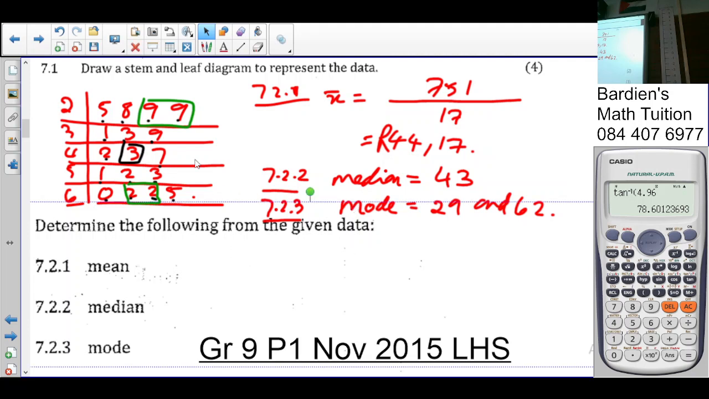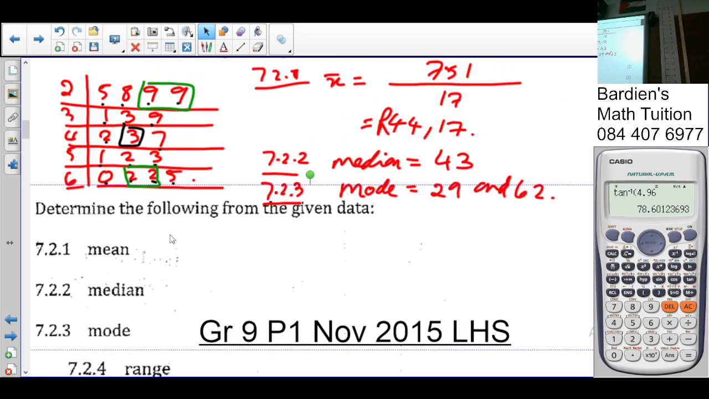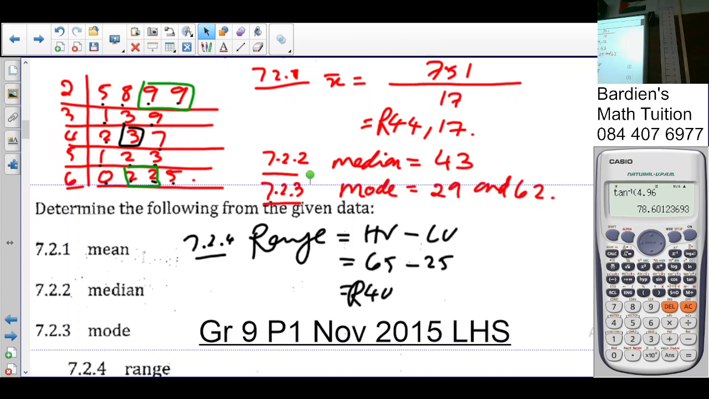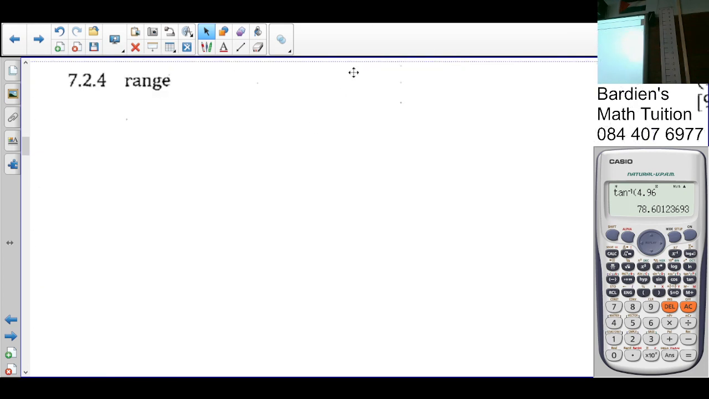Well, what is the modal group here? Okay, there's two in the stem. Okay, the range, 7.2.4, is going to be the highest value minus the lowest value. 65 minus 25, which is 40 rand. Okay, you guys understand? Any confusion? No, sir.